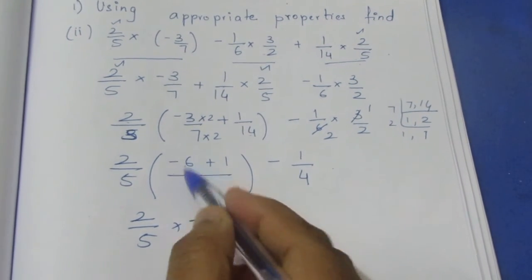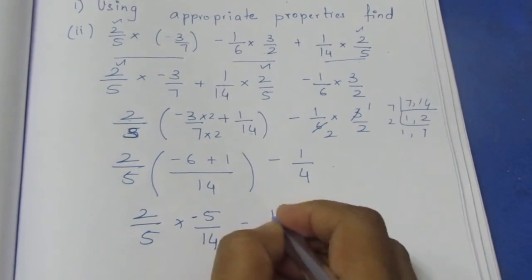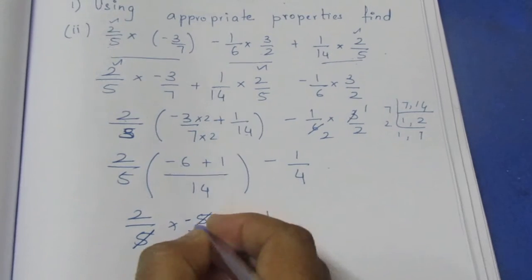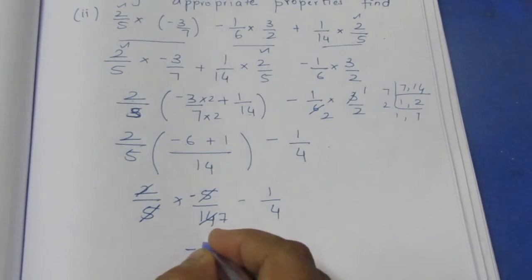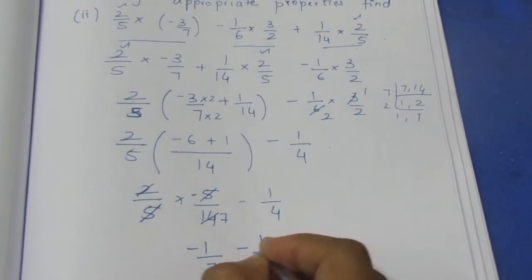Now 2 by 5 into minus 5 by 14. As 6 has the greater number sign, minus, I am subtracting it and writing the greater number sign. Now here it is minus 5 by 14, 5 gets cancelled, 2 7s are 14, while multiplying it becomes minus 1 by 7.